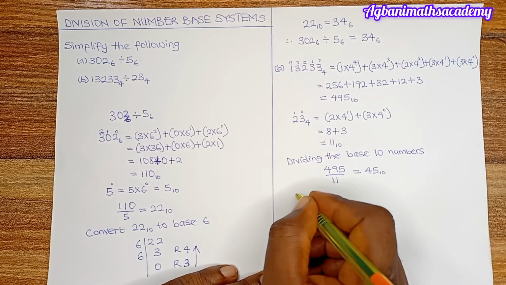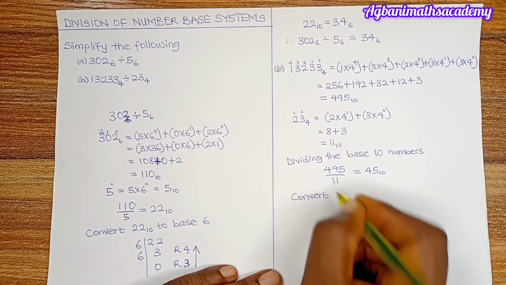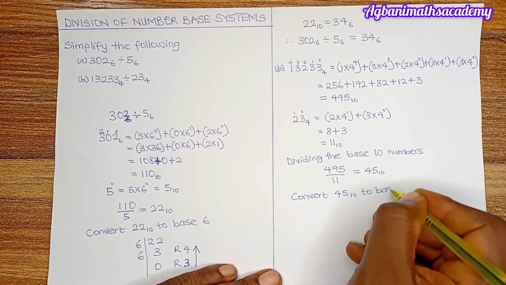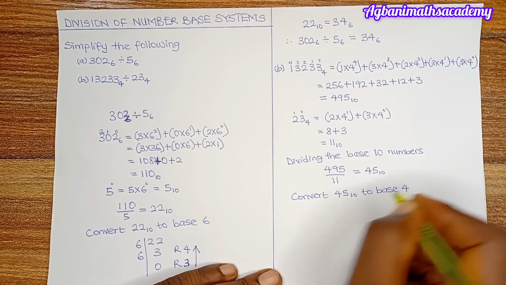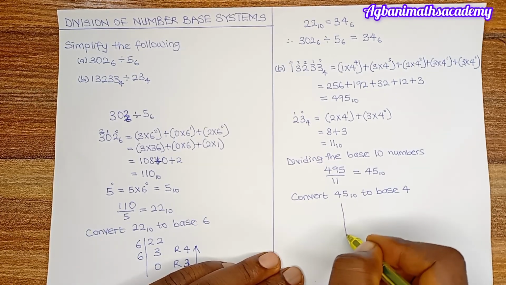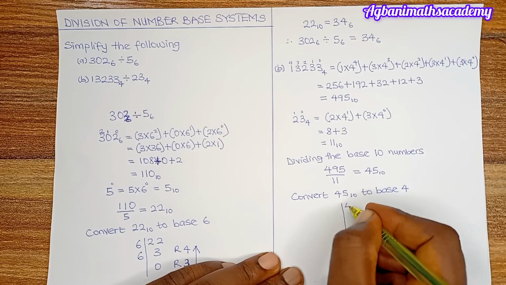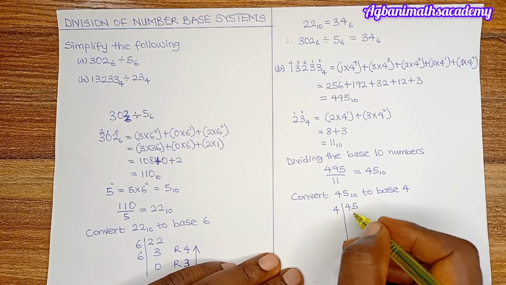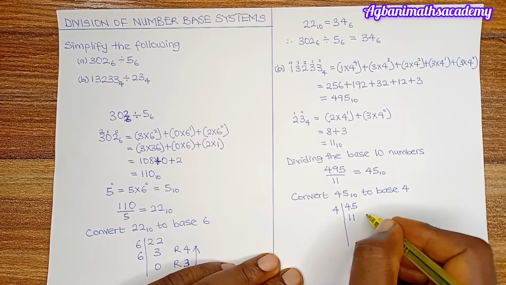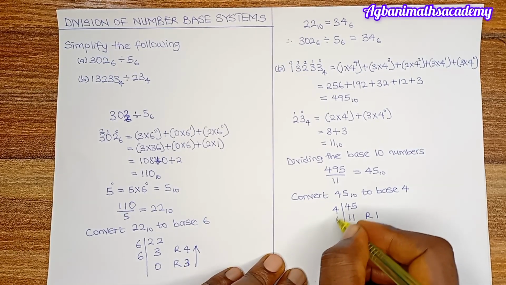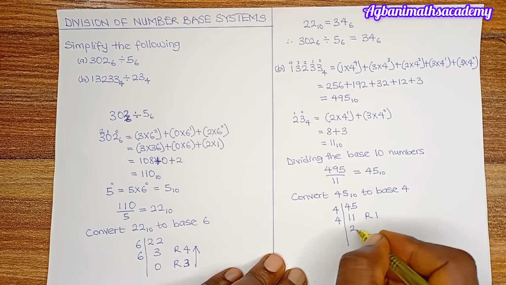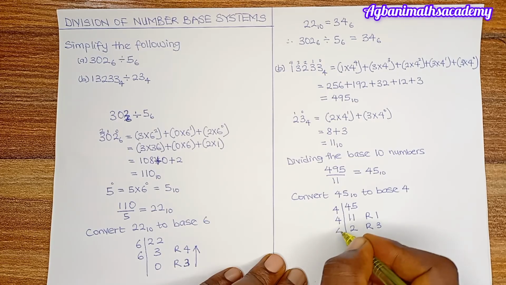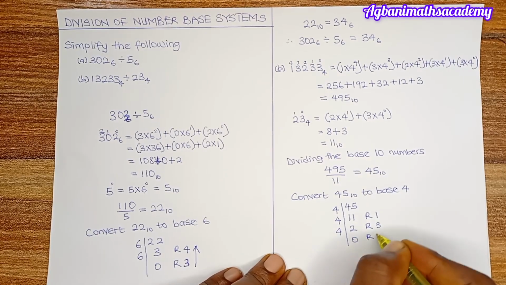So convert 45 base 10 to base 4. This would be 45 divided by 4. 45 divided by 4 is going to give us 11, remainder 1. 11 divided by 4 is going to give us 2, remainder 3. And 2 divided by 4 is going to give us 0, remainder 2.